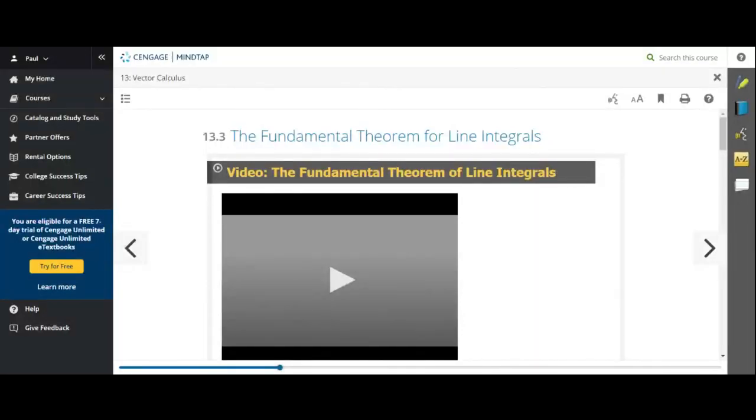What you're going to learn today in section 13.3 is really, truly fascinating: the fundamental theorem of line integrals. Okay, so let's take this step by step.